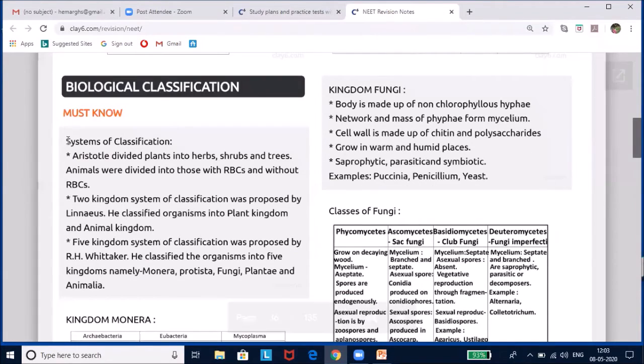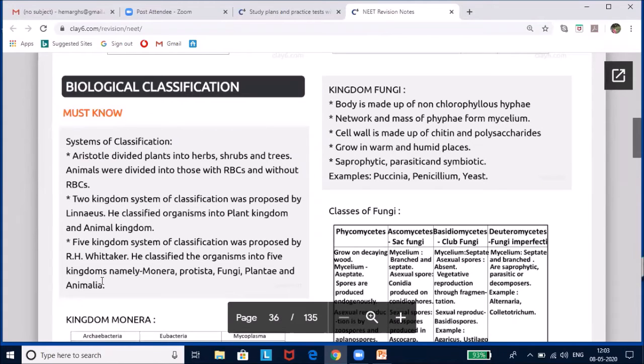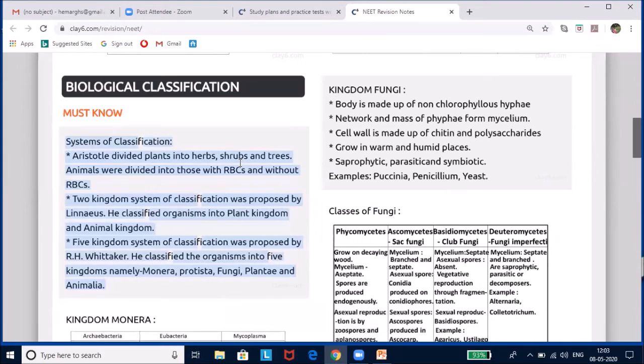Since time immemorial, or since the time of civilization, classification has been a part and parcel of human beings. It was done instinctively without any scientific criteria, depending upon their needs and convenience.